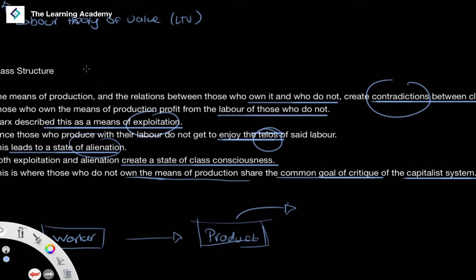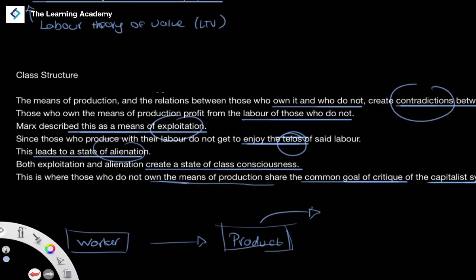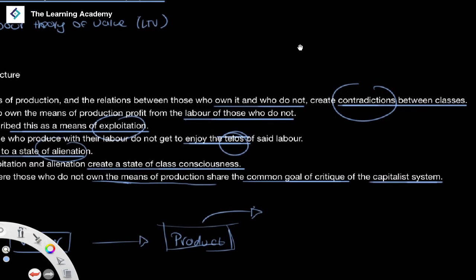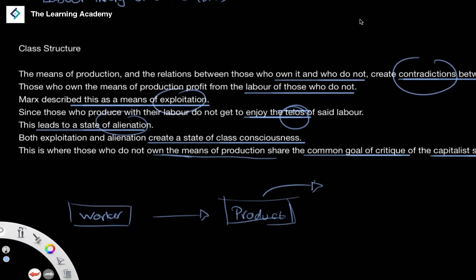Because of the means of production and the relation of those who own it and those who do not, we have a situation where there are those who own the means of production and those who do not. This can create contradictions between classes. Those who own the means of production profit from the labour of those who do not, and those who do not own the means of production want to enjoy the fruits of their own labour.